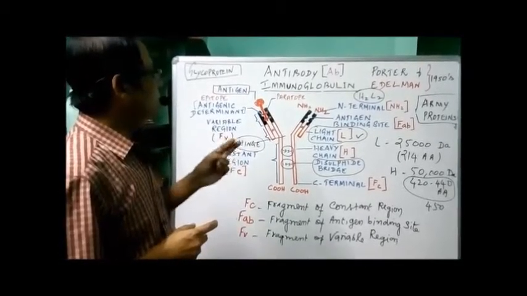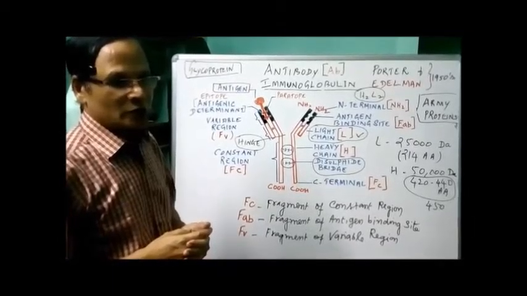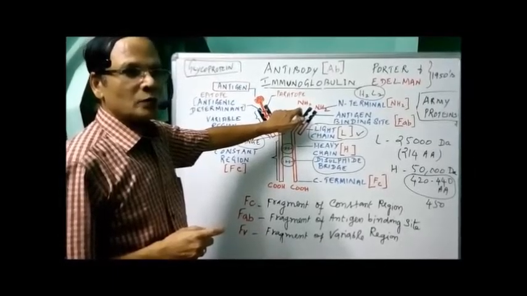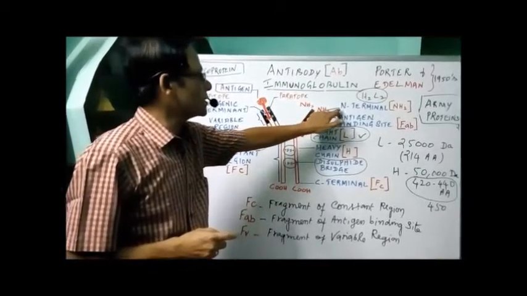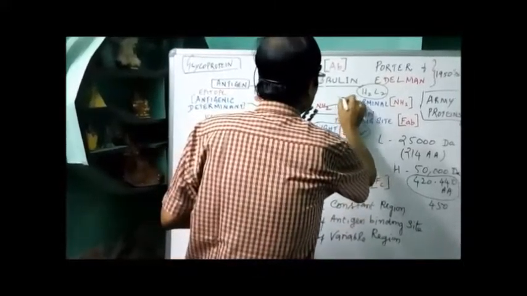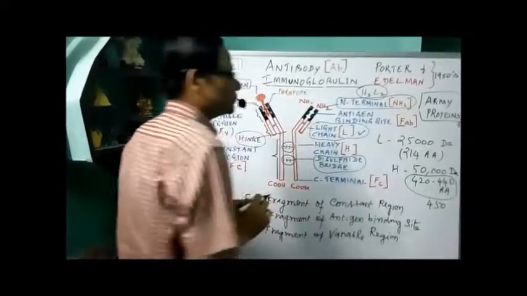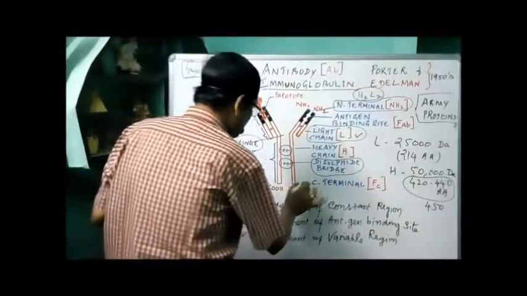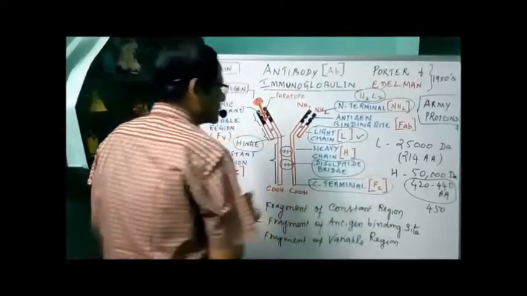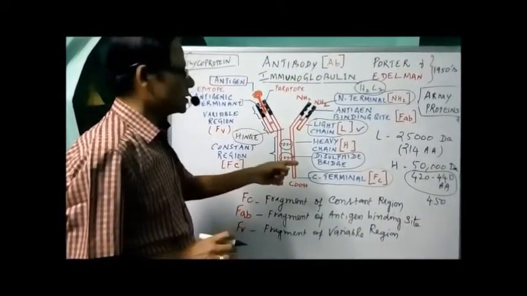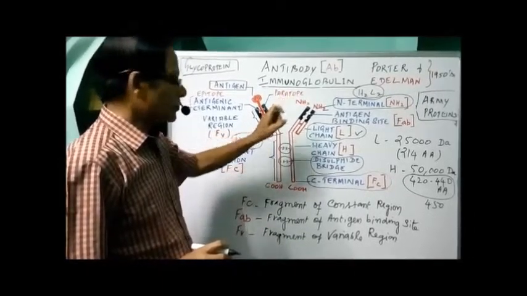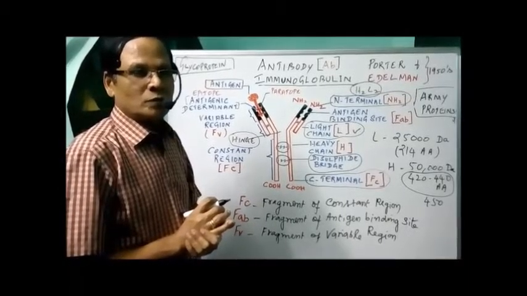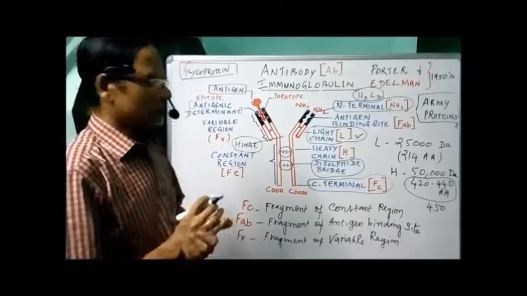Now if we are taking immunoglobulin, we have two terminals, as I mentioned regarding the polypeptide chain. One terminal where we have a free amino group is called the N-terminal. At the other end, we have a free carboxyl group, which is called the C-terminal. So N-terminal and C-terminal refer to the free amino group and free carboxyl group. Similarly, each molecule of immunoglobulin shows two distinct zones.